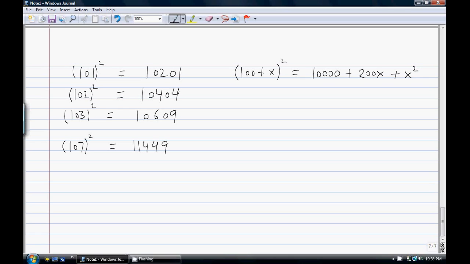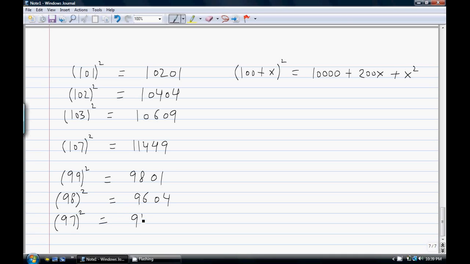So if I use the same formula to square the numbers which are below 100, instead of writing x I have to use minus x. So suppose I am squaring 99, then 1 times 2 is 2, so I will subtract 2 from 100, that will be 98, and then take the square of 1, that is 9801. Similarly, 98 squared will be 9604, and 97 squared is equal to 9.